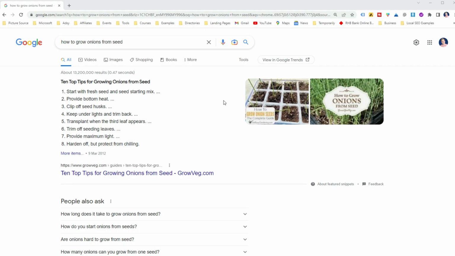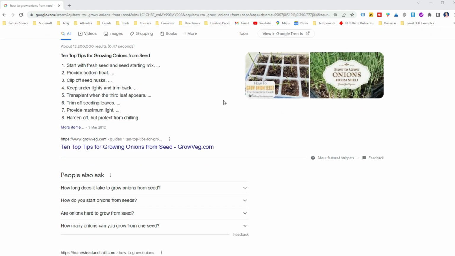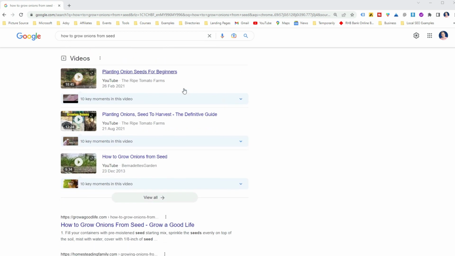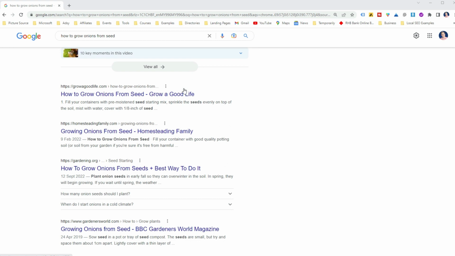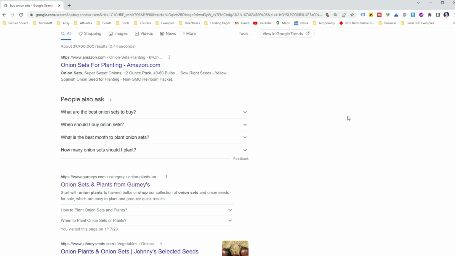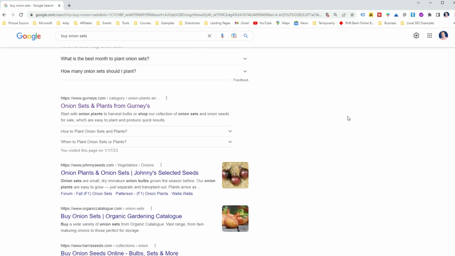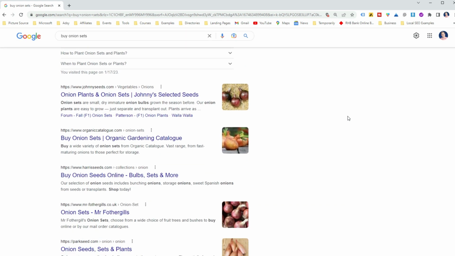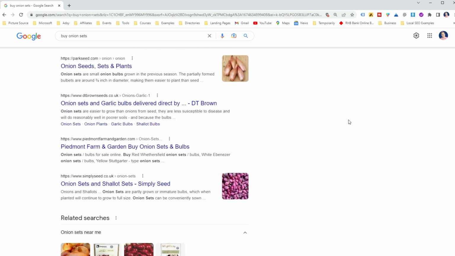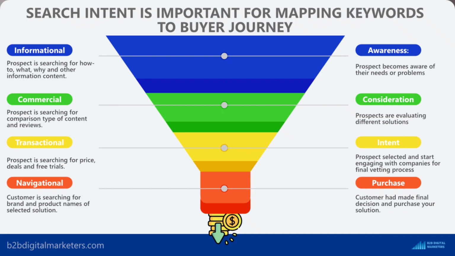For example, when someone searches for how to grow onions from seed, they might find blog posts, articles, or video tutorials that provide them with tips and instructions on how to plant and care for onion seeds. On the other hand, for transactional keywords, content that appears in search results is typically more commercial in nature, such as product or service pages, e-commerce listings, and online store websites. These types of content are designed to help users at the middle or bottom of the funnel, MOFU or BOFU stage of the buying journey, while looking to make a purchase.